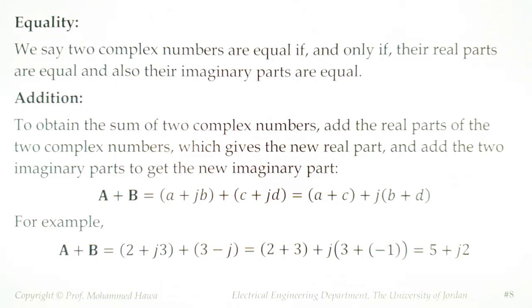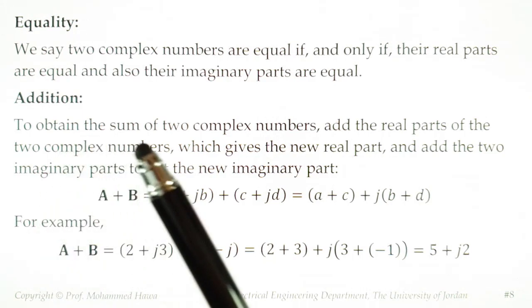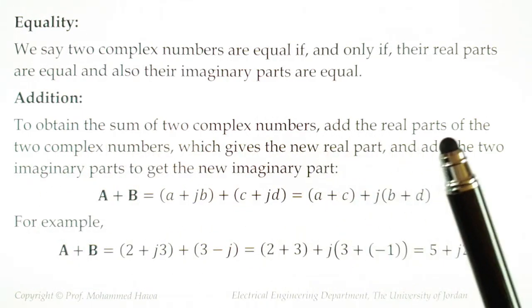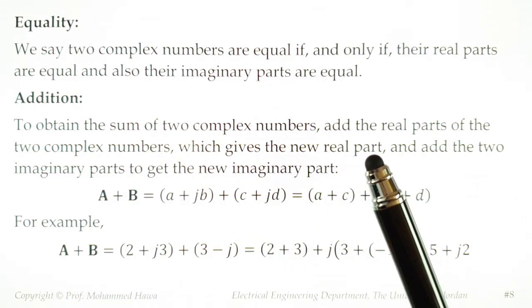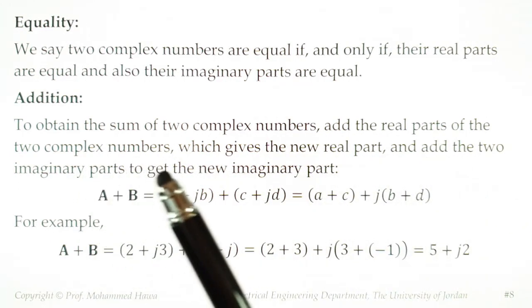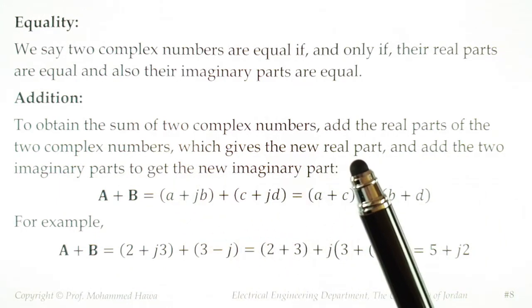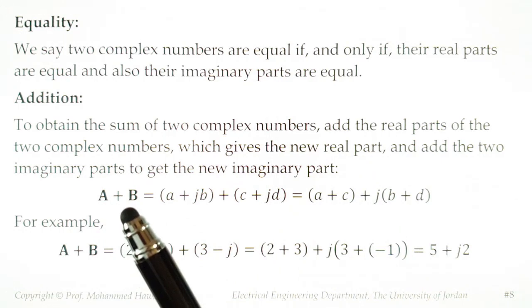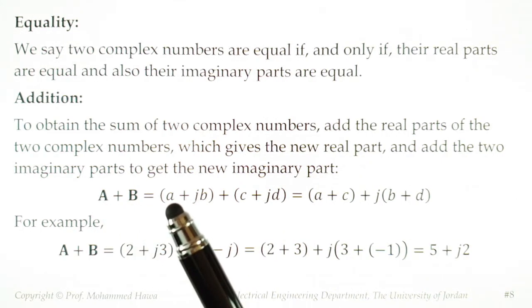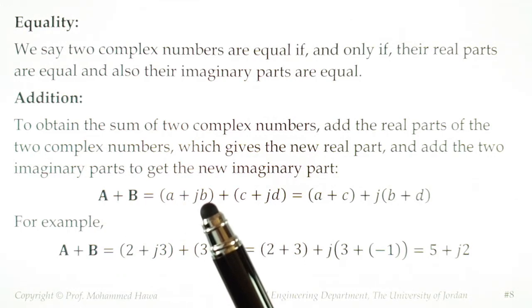Now that this is out of the way, how do we add two complex numbers? To obtain the sum of two complex numbers, add the real parts of the two complex numbers, which gives you the real part of the result, and also add the two imaginary parts to get the new imaginary part. Say I want to add this complex number capital A plus this complex number capital B. And let's say that A is equal to a plus jb, this is a complex number.